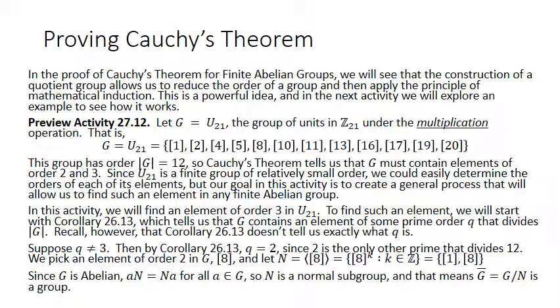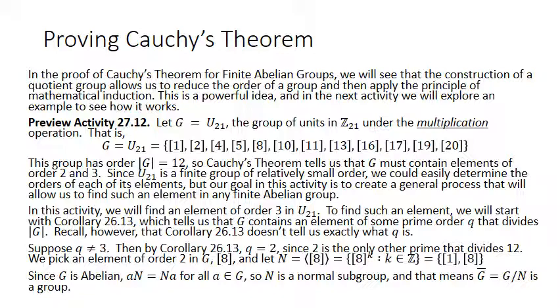Before we get to the actual proof, we're going to do a little activity that's going to make it easy for us. We'll see that the construction of a quotient group actually allows us to reduce the order of a group, and then we're going to be able to do induction because of that. That's a pretty powerful idea, so we're going to explore it in this activity. So, Preview Activity 27.12. This is all just the instructions for the activity. The activity is actually on the next slide.